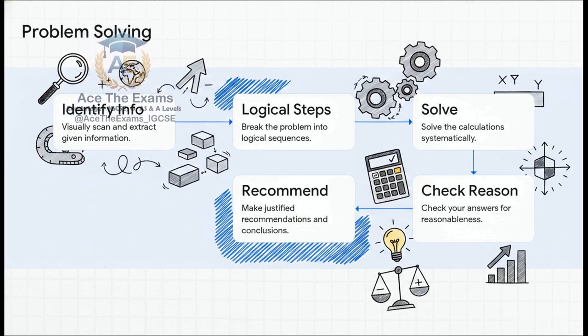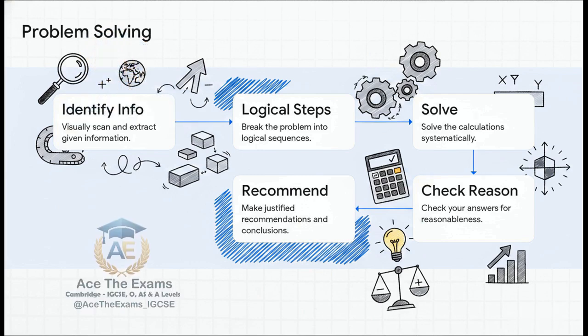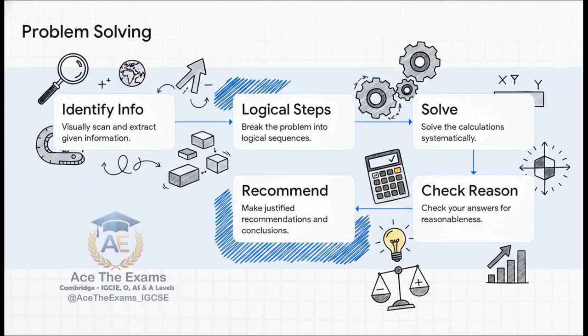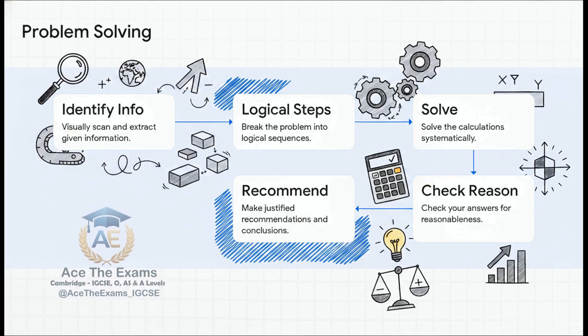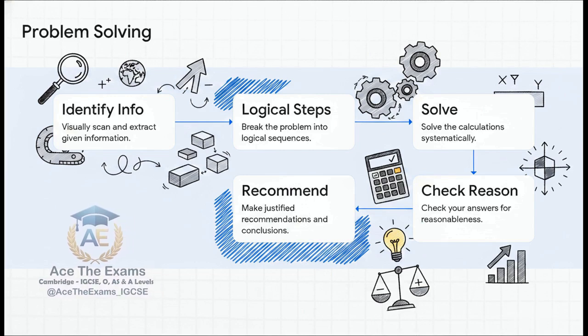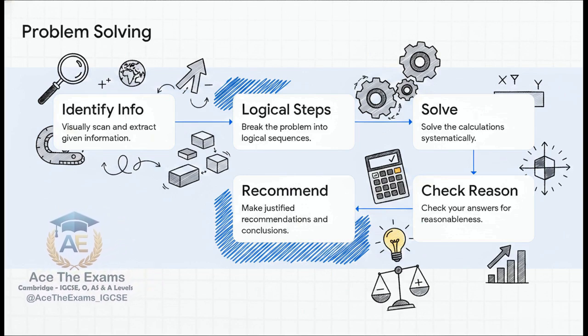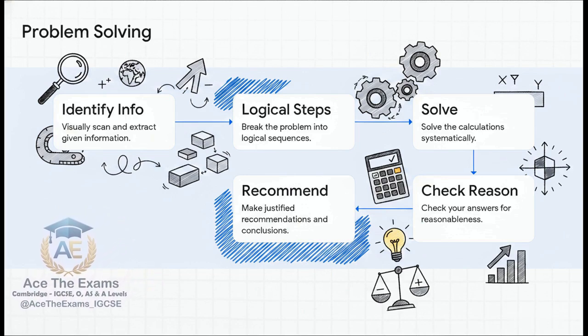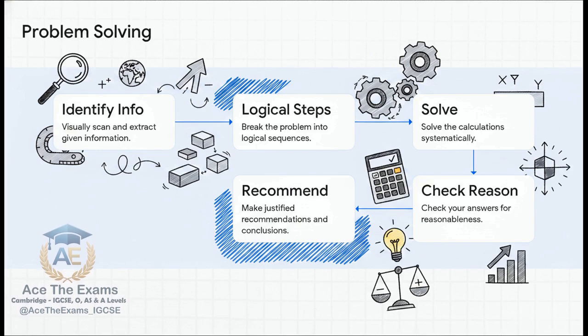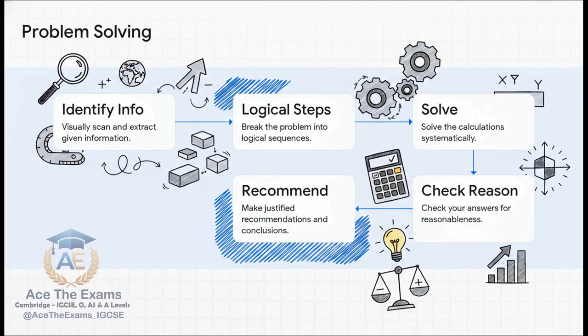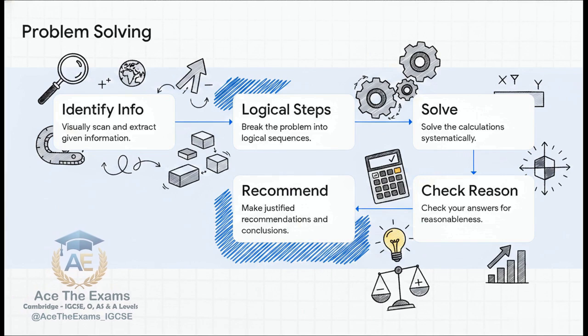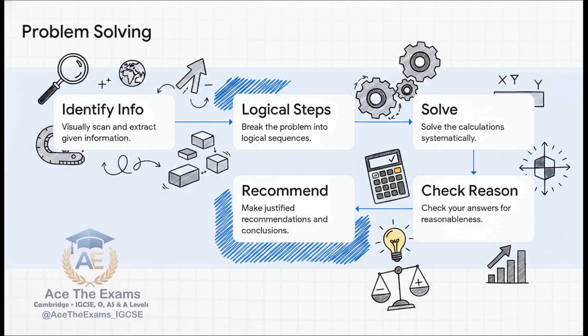Step 2, break it into highly logical steps. Step 3, solve it systematically, line by line. Step 4, check for reasonableness. This is huge. If you calculate the shortest distance between two skew lines and your result is a negative number, your spatial reasoning should immediately sound an alarm. Distance cannot be negative. You've made an expansion error, catch it before the examiner does. Step 5, make justified recommendations or conclusions based strictly on the math you just proved.